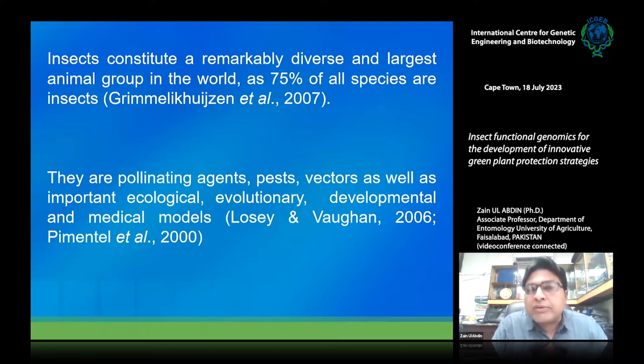They not only destroy our crops, they are not always enemies to us. They play a critical role as pollinating agents, as pests, and they also disseminate some pathogens as vectors for important pathogen-transmitted diseases. And they also play critical roles in medicine.